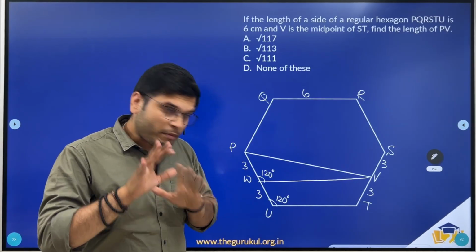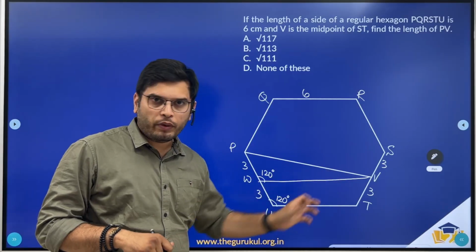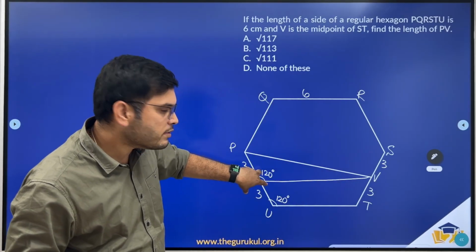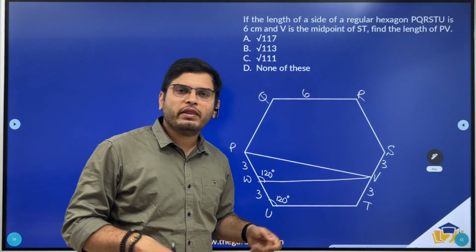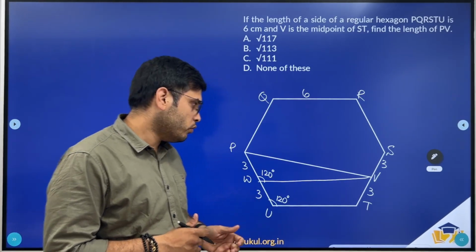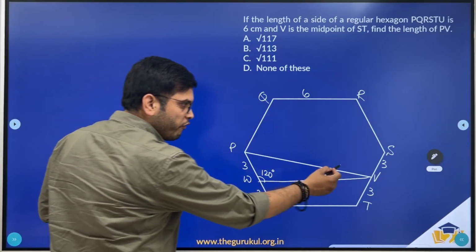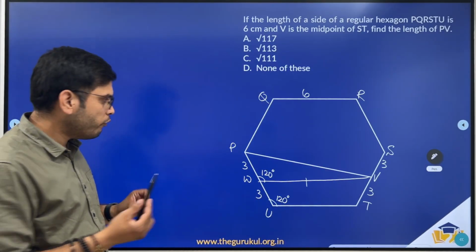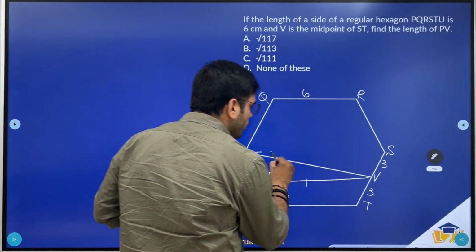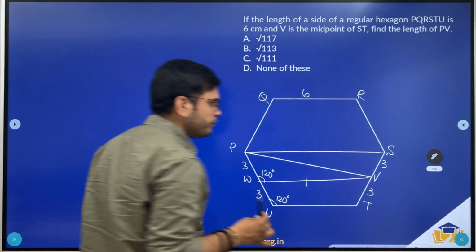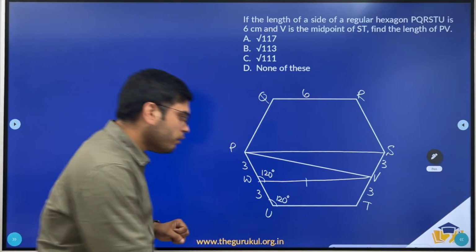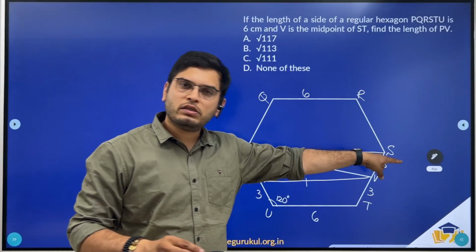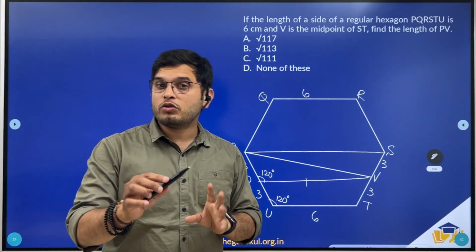Now if I can somehow manage to find the length of WV, then using cosine rule, if we know the lengths of 2 sides and the included angle between them, we can find the length of PV. So our challenge is to find the length of WV. For that, let me join PS. Now UT is 6. If you observe, PUTS will be a trapezium, that too an isosceles trapezium.